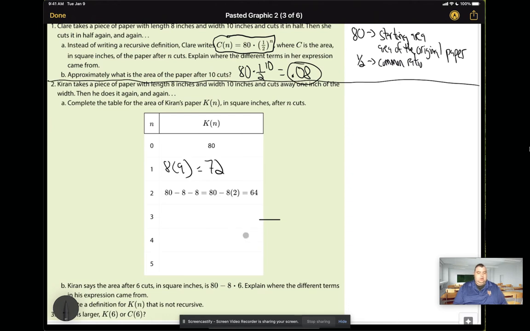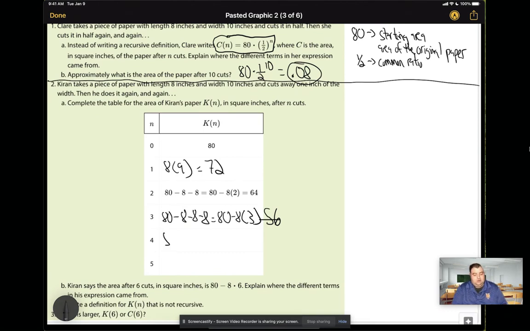So if we follow this pattern, 3 is going to be 80 minus 8 minus 8 minus 8. I'm going to subtract 8 3 times, which is the same as 80 minus 8 times 3. So what is 80 minus 8 times 3? That's going to be 80 minus 24, which is going to be 56.